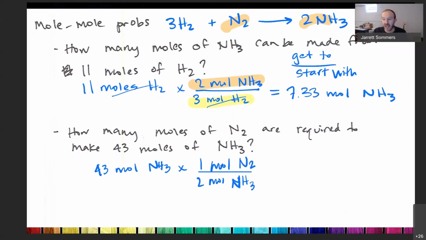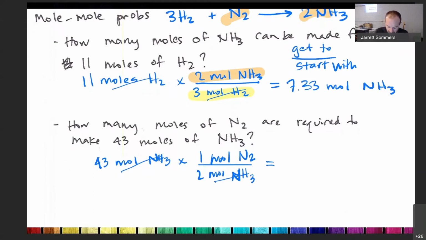And as I mentioned, you're not worried about hydrogen in any way. This question doesn't ask about hydrogen, so we're not talking about it. And then mathematically, very easy, just 43 times 1 over 2. Notice that the units cancel out. You're left with moles of nitrogen, which is what you want, because the question says how many moles of nitrogen. And so 43 divided by 2 is 21.5 moles of nitrogen.